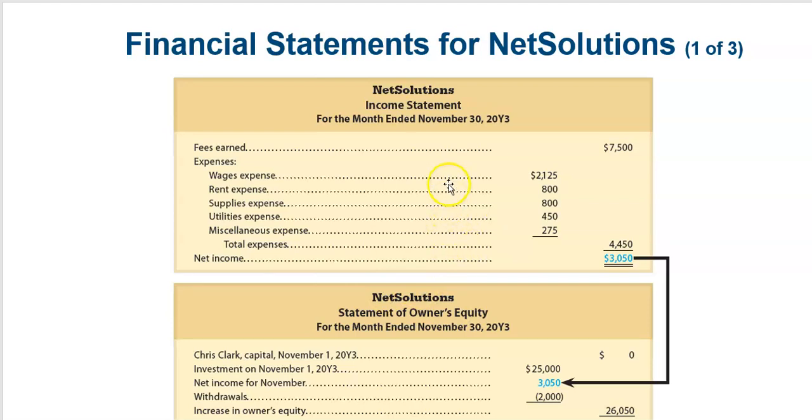So Net Solutions has our four main financial statements. Here's the income statement, and you can see it's revenues minus expenses, net income. Then we have statement of owner's equity. Remember, we had to get the net income because it belongs right here. Beginning capital plus owner investments plus net income minus withdrawals tells you how much it changed. Ending capital is, we started with nothing, we had an increase of $26,050, so it comes there.